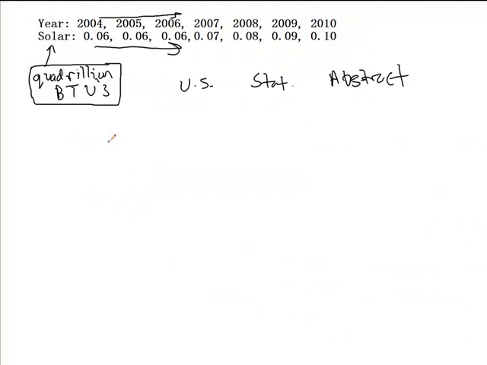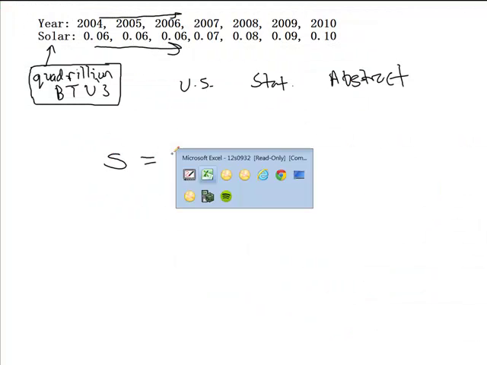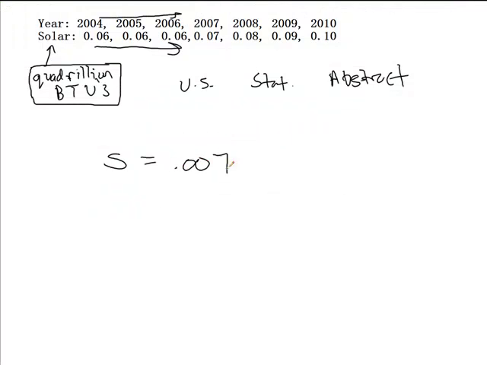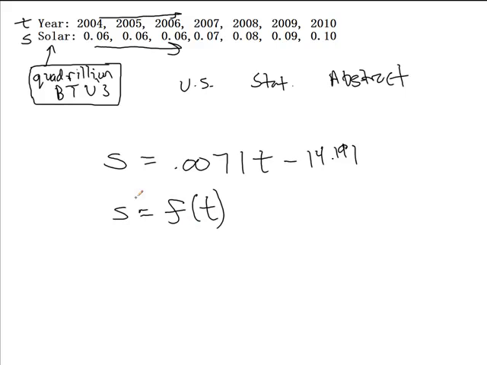I'm going to write this down. So I'm going to use S for solar equals 0.0071, and I'm going to use T to represent time, so S and T, and that's minus 14.191. Now of course we'll analyze this more later on, but we know that solar output is a function of time, right? Because the input is time, so when I use this equation to process the year, I should get on the output side the amount of solar power.